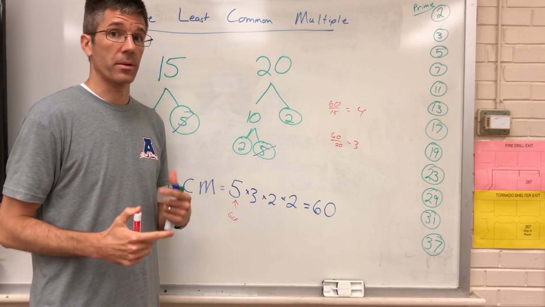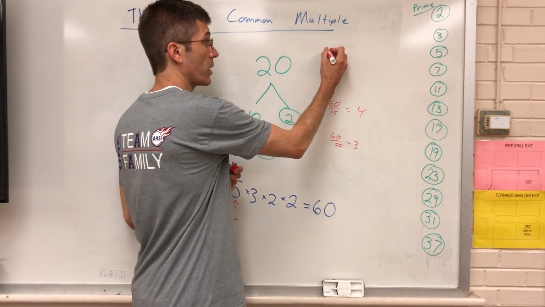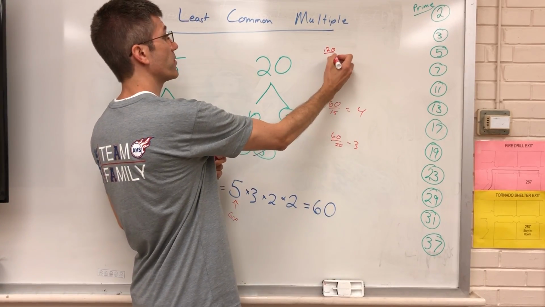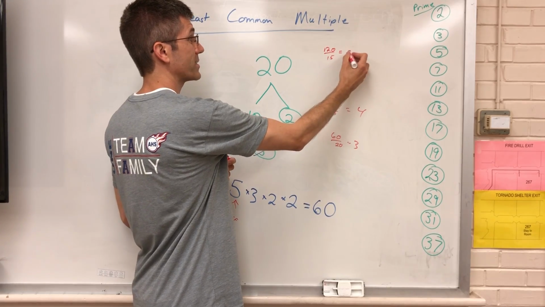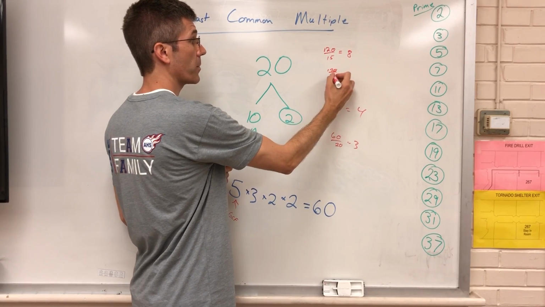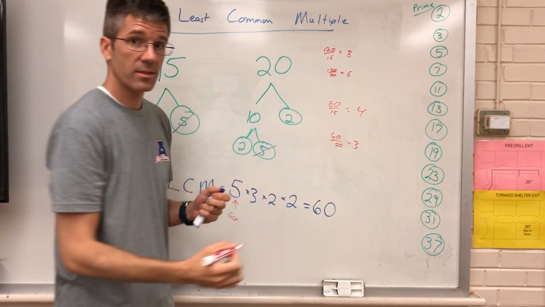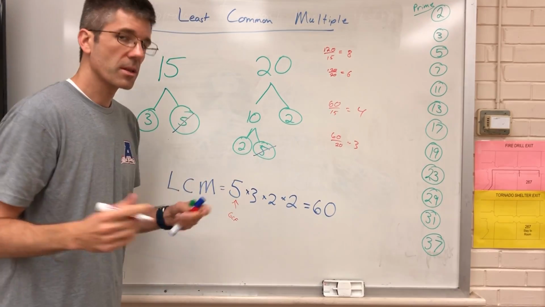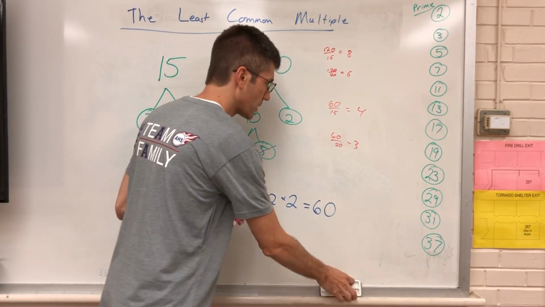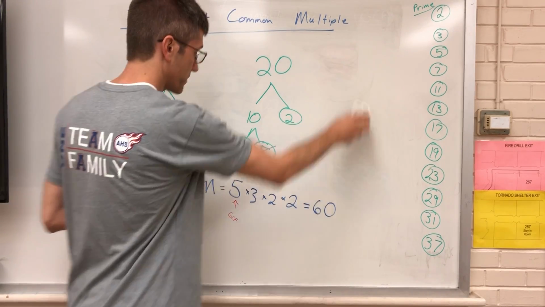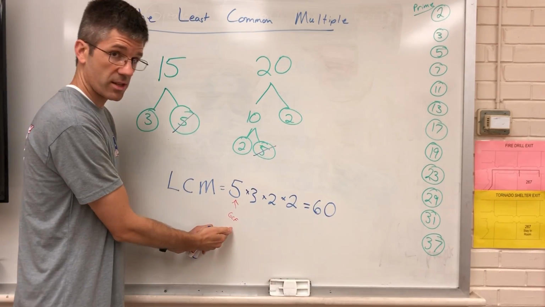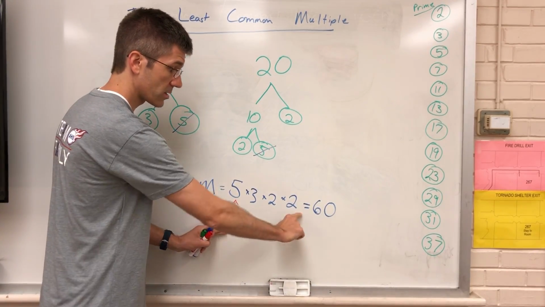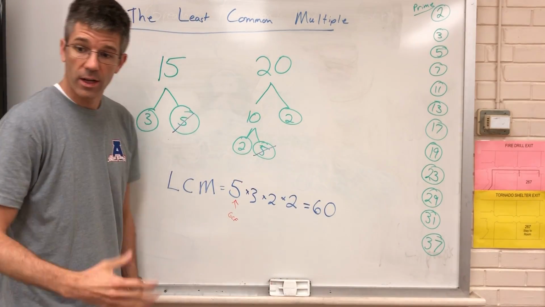There are bigger numbers, for example, 120. 120 divided by 15? Well, that's 8. 120 divided by 20? That's 6. It's a multiple, but it's not the smallest one. So let me walk you through the process one more time, and then we'll do a handful of other examples. What we need to do first is find the GCF, and then list the rest of them and multiply it all together.